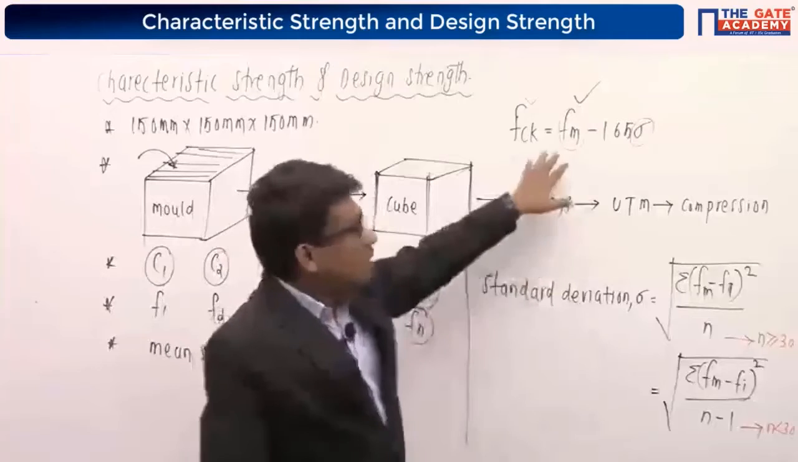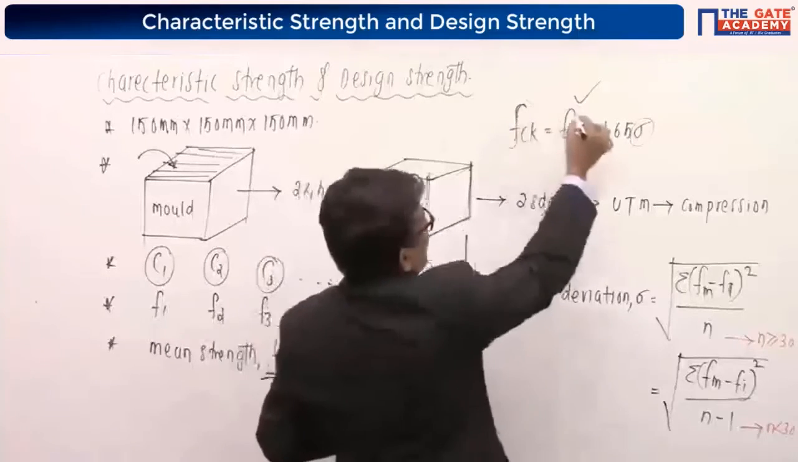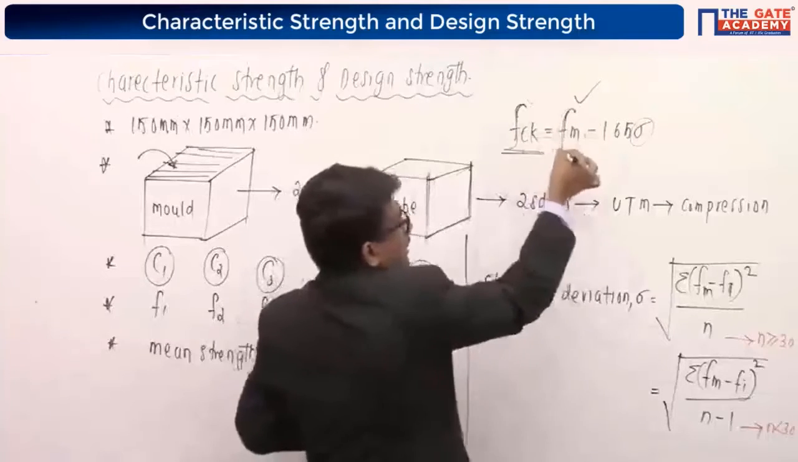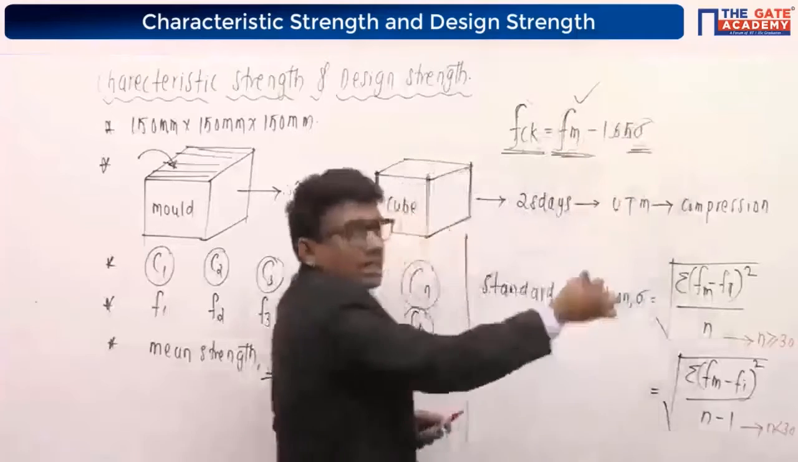See, this equation is for characteristic compressive strength. The f here is small f. Characteristic compressive strength is equal to characteristic mean strength and our sigma, standard deviation.